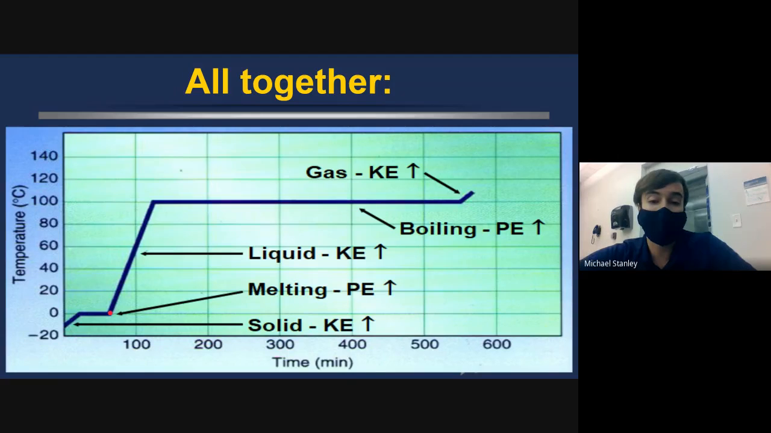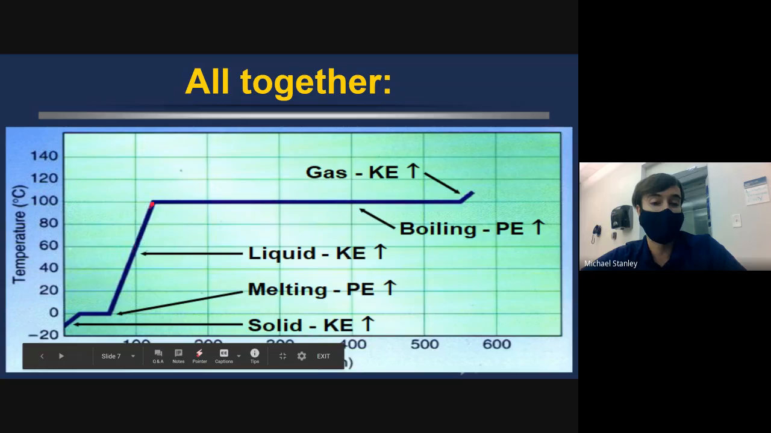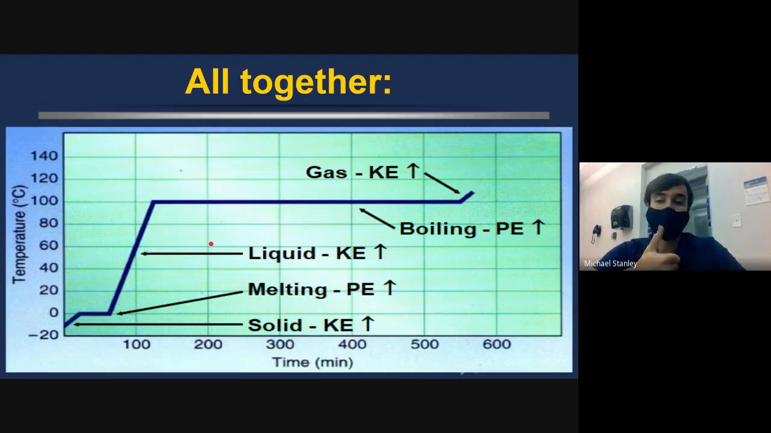So once all the ice has changed into water, that is when we start heating up again. So our liquid is getting hotter and hotter. It's going from 0 degrees Celsius and going warmer and warmer, 20, 40, 60, 80. So we're getting warmer, which means our kinetic energy is going up because our particles are moving faster and faster and faster.